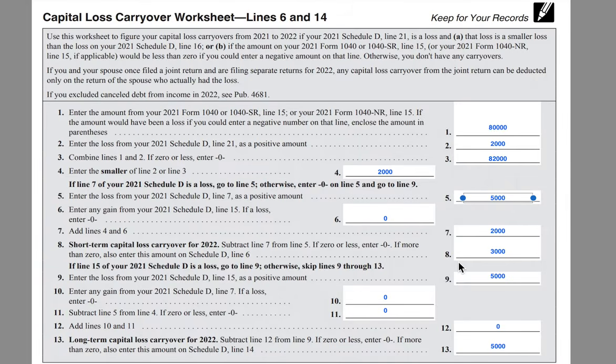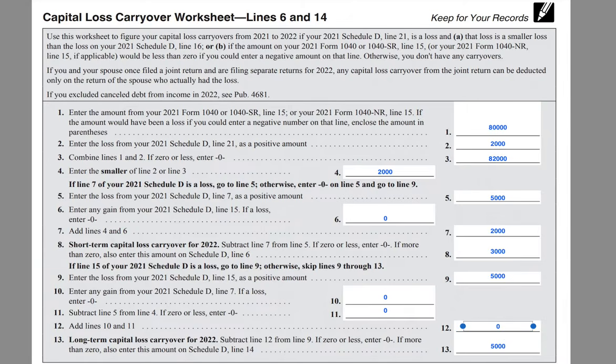This results in 0 or less, so we'll simply enter 0, and then we'll combine those two lines to arrive at 0. We're going to subtract this 0 from line 9, which means we have $5,000 that we would then enter into Schedule D as our capital loss.